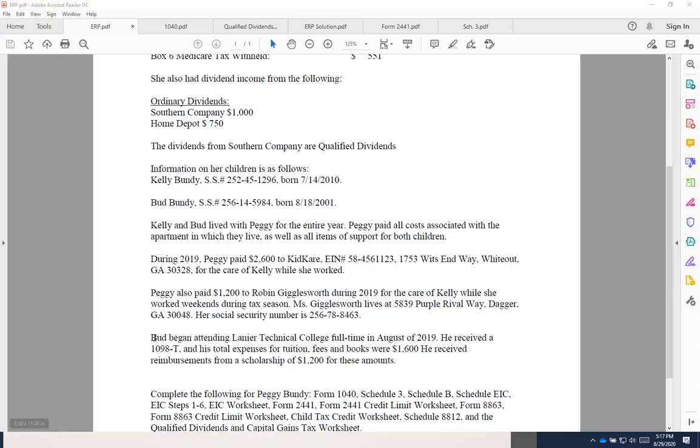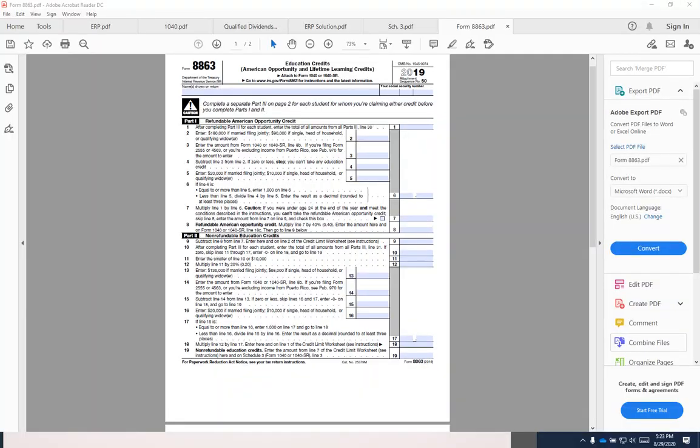Next, back to the review problem. Bud began attending the school and received 1098T, tuition, fees, books, $1,600 minus the scholarship received. So then the qualified expense would be $400. How much of this qualified expense will qualify for the credit, the education credit? Let's see. Let's think about this for a moment. It's the first year of Bud Bundy's college. So would it be American Opportunity Credit or Lifetime Learning Credit?